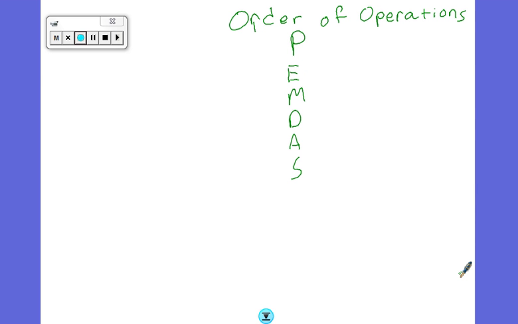So it's parentheses, exponents and square roots, multiplication, division. Now this part gets a little confusing.